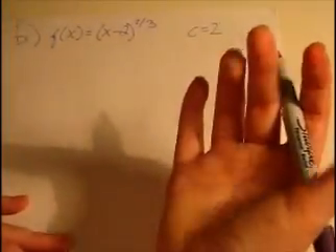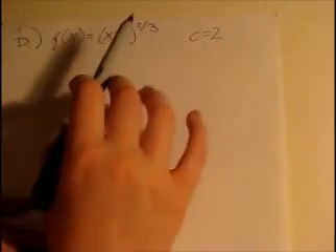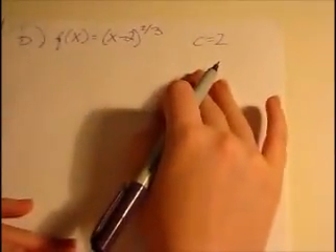f of x equals x minus 2 to the 2/3, c equals 2. All right, that's what we're told. Same exact directions. We're supposed to show, using our handy-dandy formula, what is happening at c equals 2. Okay?